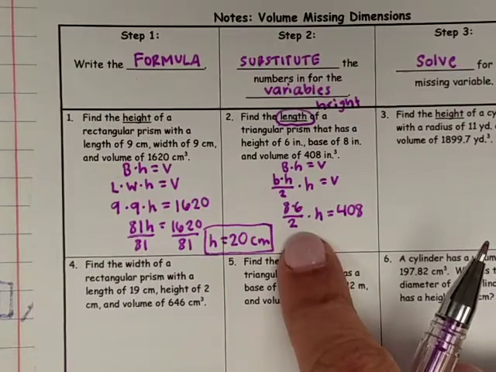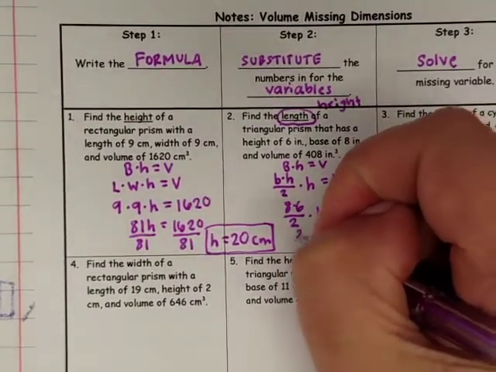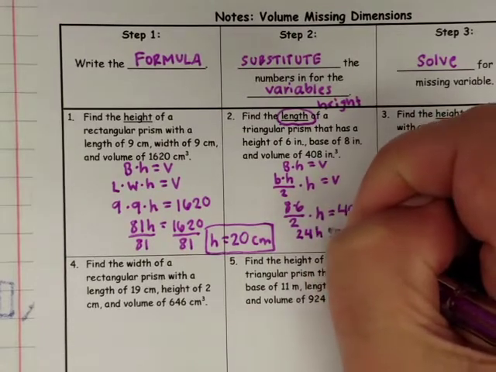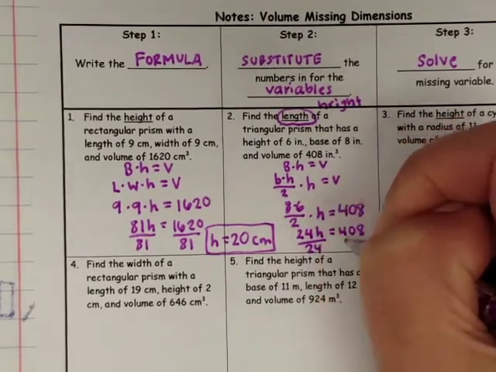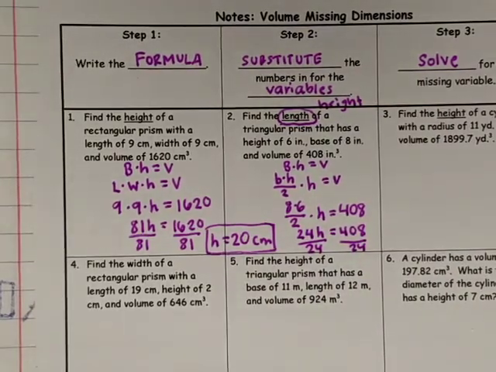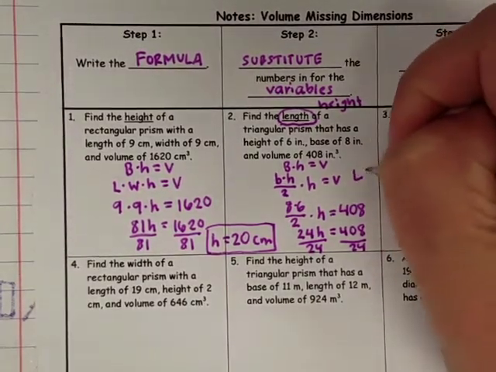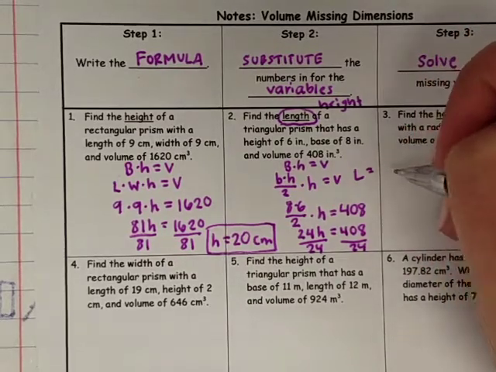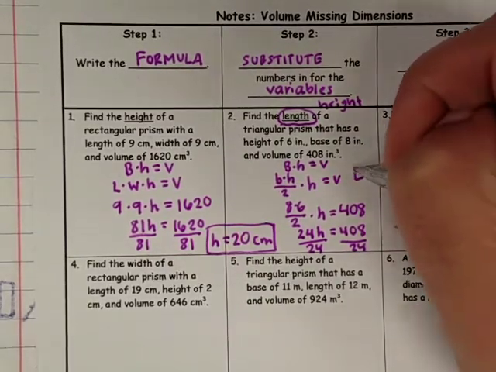All right, let's simplify this. 8 times 6 is 48. 48 divided by 2 is 24. And 24 times h is 24h. Divide both sides by 24. And then 408 divided by 24 is 17. So the length of my triangle, or the height of the prism, is 17 inches.